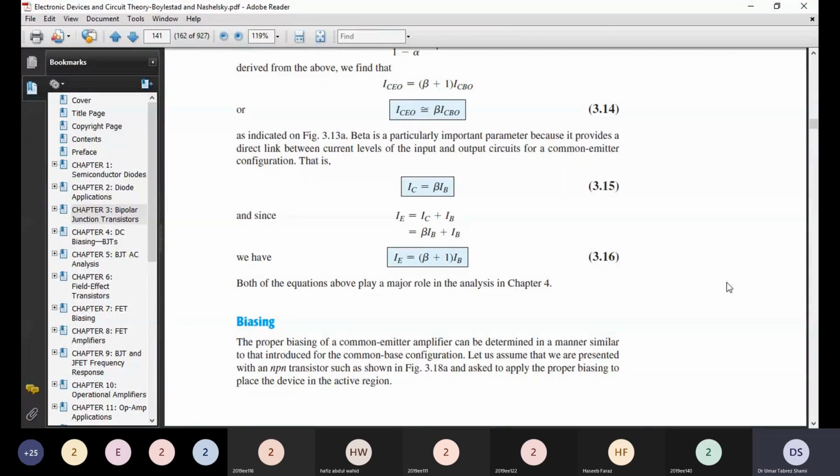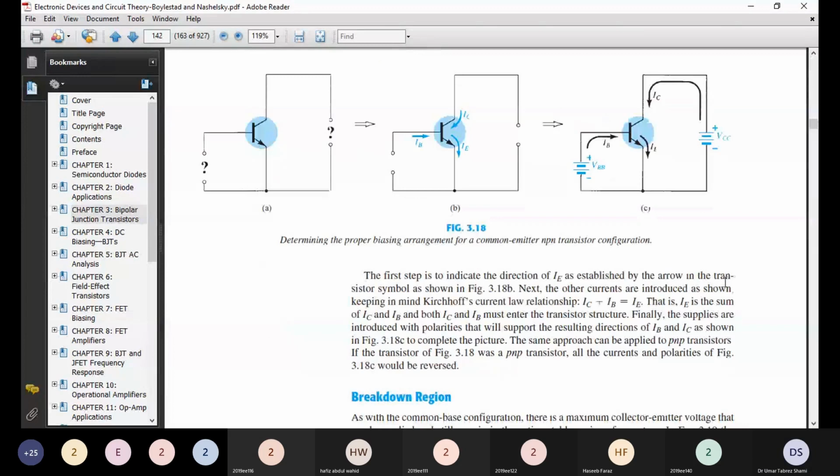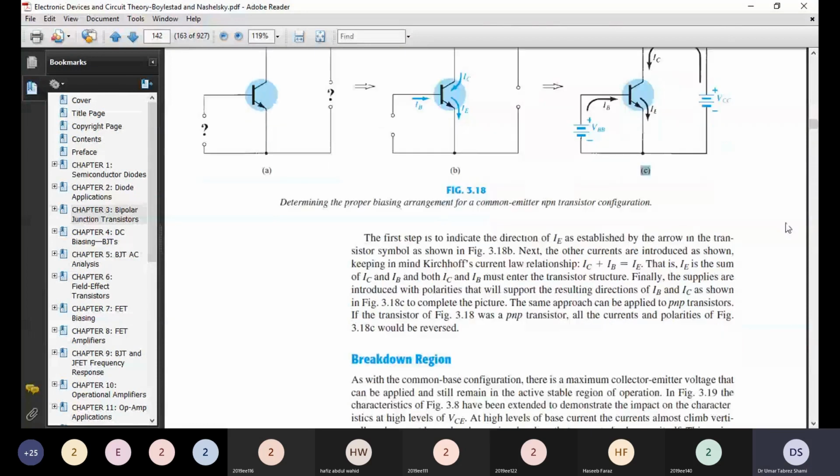For the proper biasing of a common emitter amplifier, we must ensure that the base current flows as shown in figure 3.18 and the collector current flows in as shown in the same figure, part C. That is, we have to forward bias the base-emitter and reverse bias the base-collector.